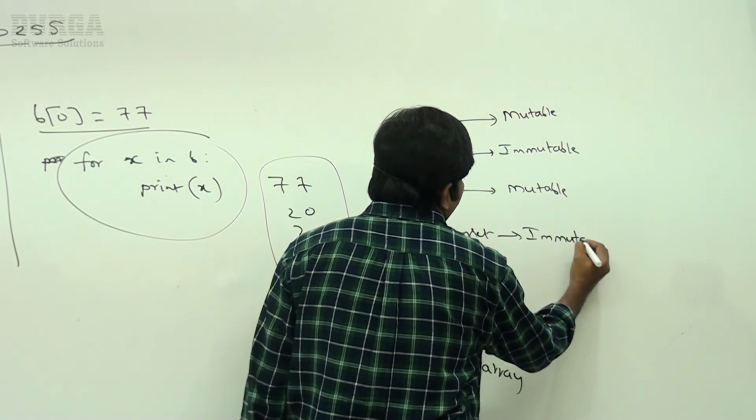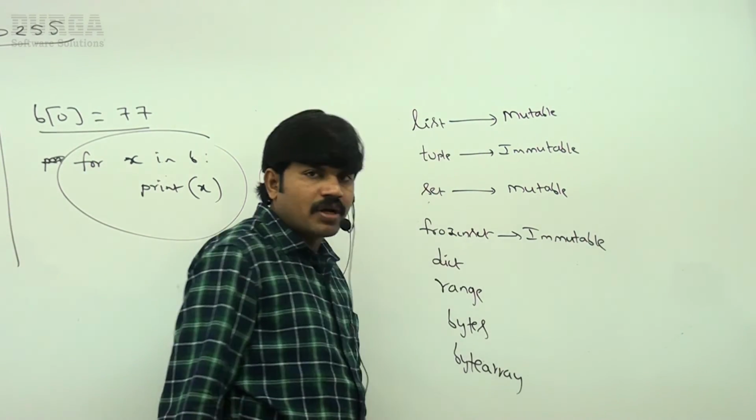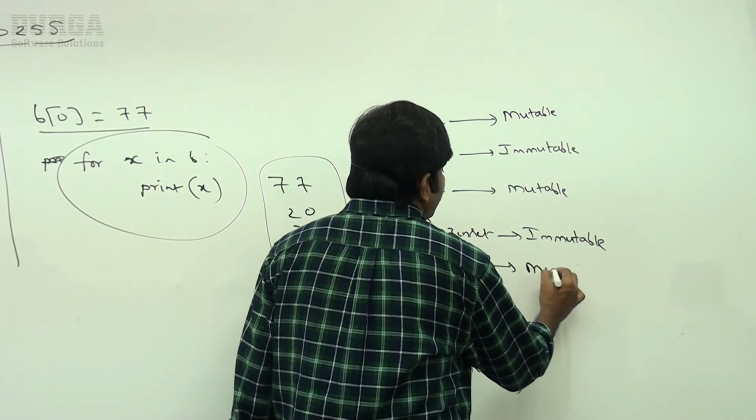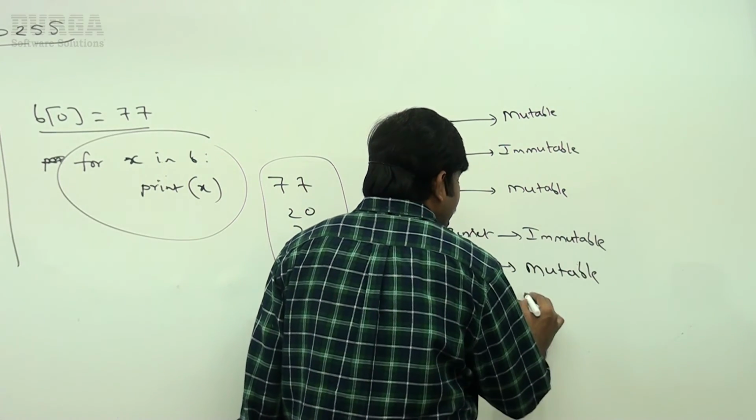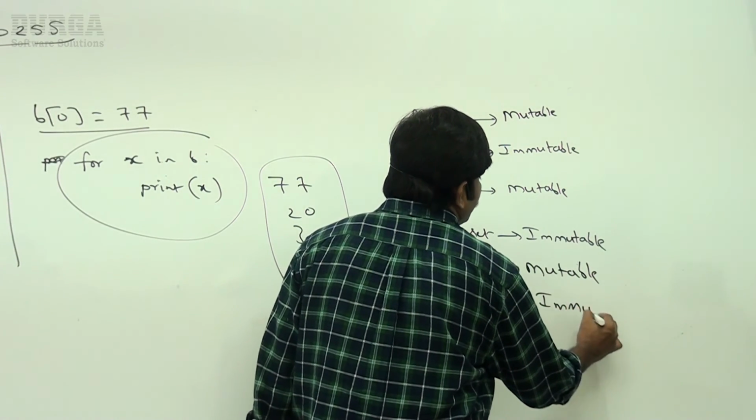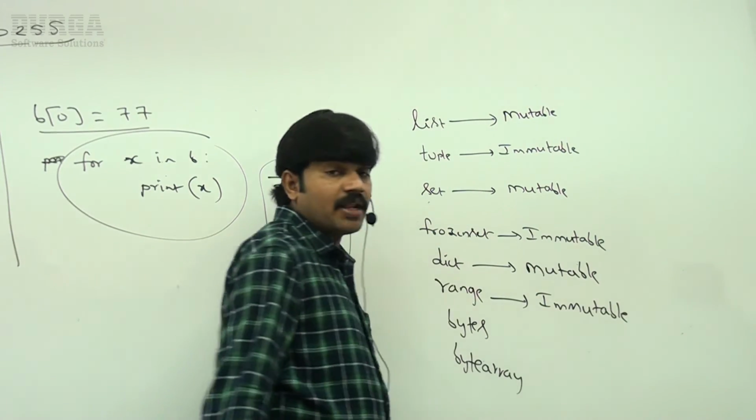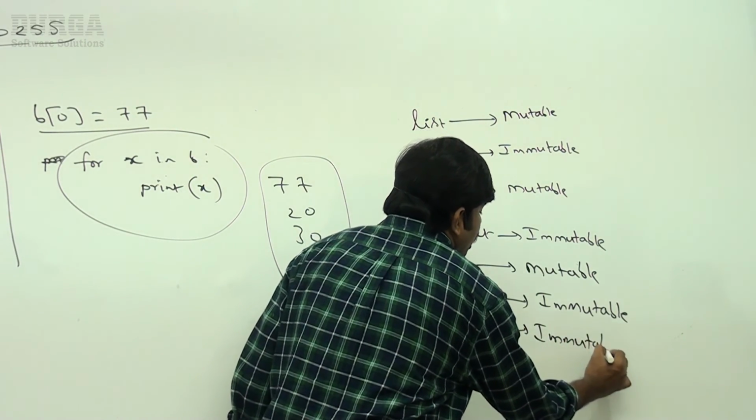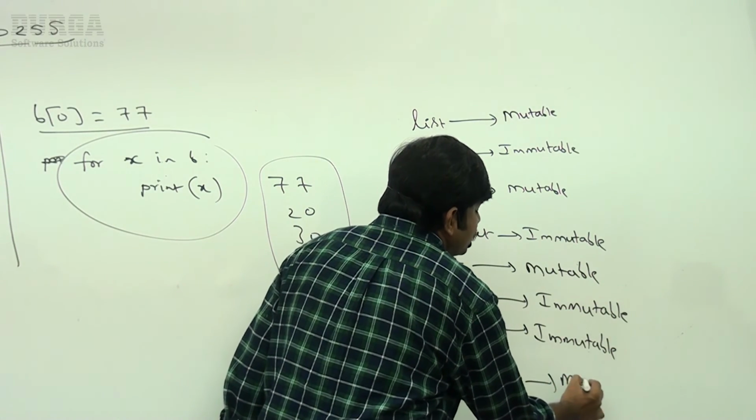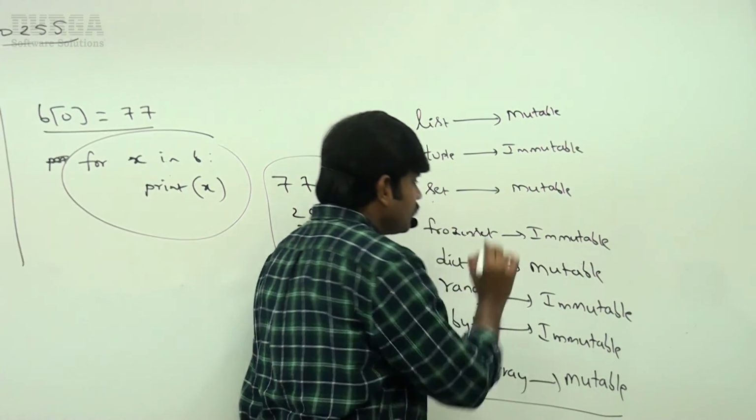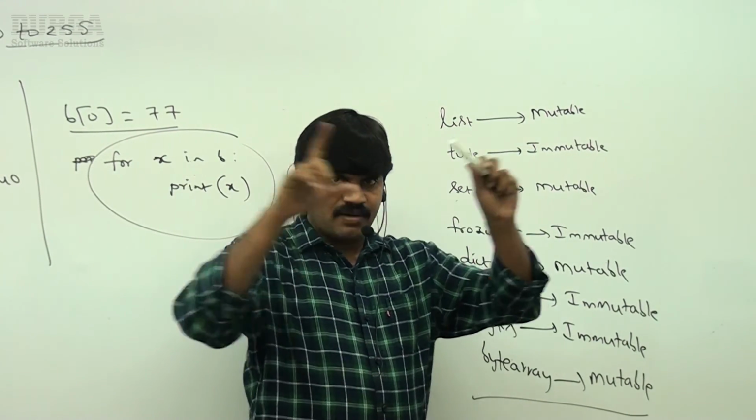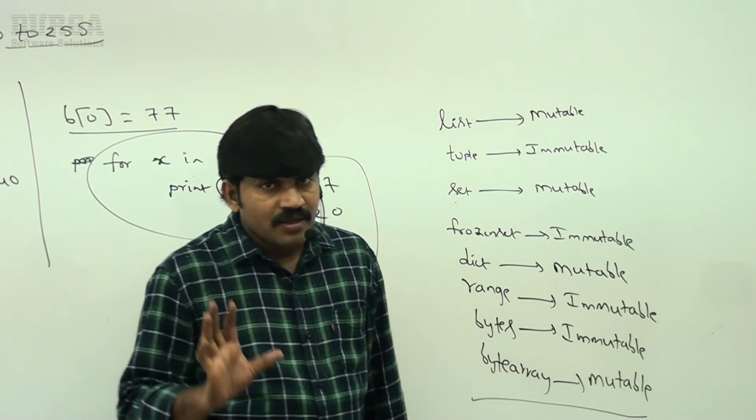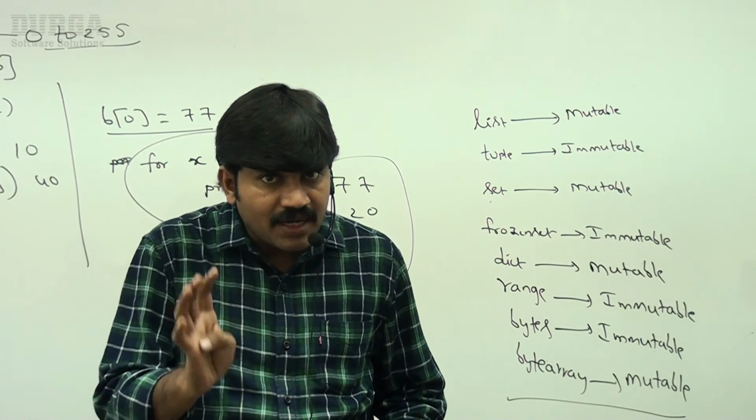Frozenset, immutable. The name itself indicates, right? Frozen, freeze, you can't change. Frozenset immutable. Dictionary, mutable. Range, immutable. You can't change the content because it's a sequence of values always. Bytes, immutable. Next, byte array is mutable, like this, right? Just be aware of this. At last I will cover one summary diagram where we discuss all these things. Don't worry. Clear for all of you, right? Up to this, bytes and byte array types.